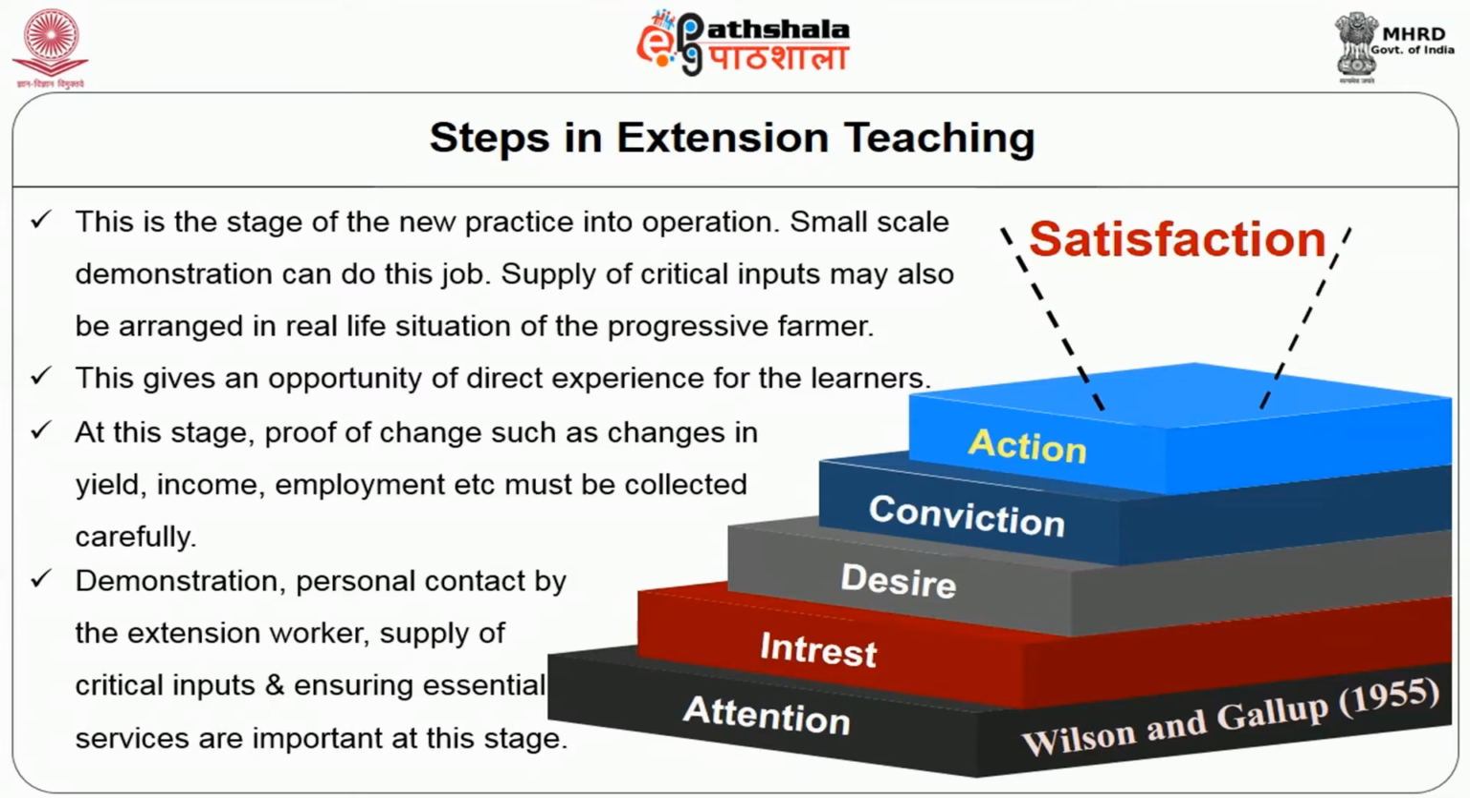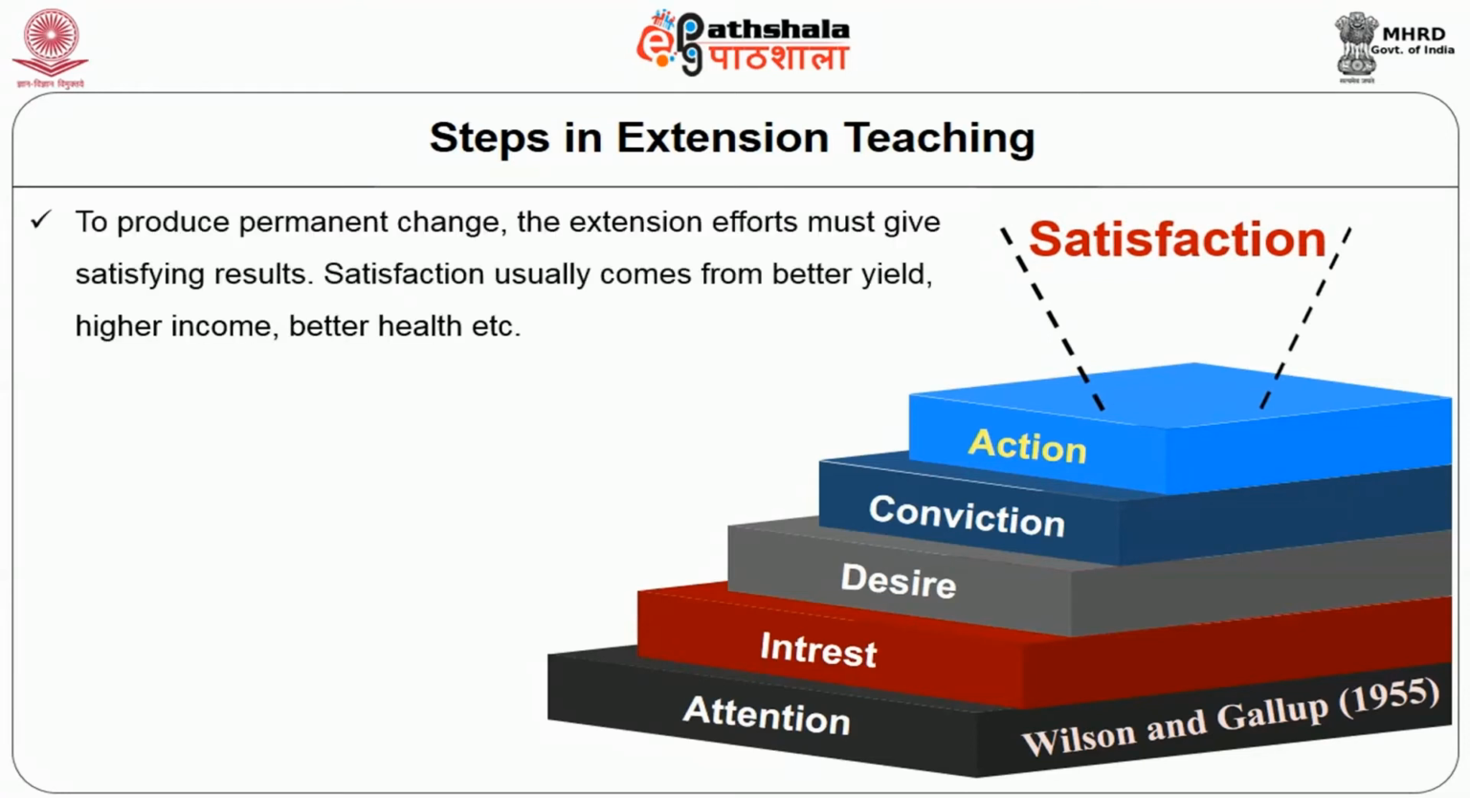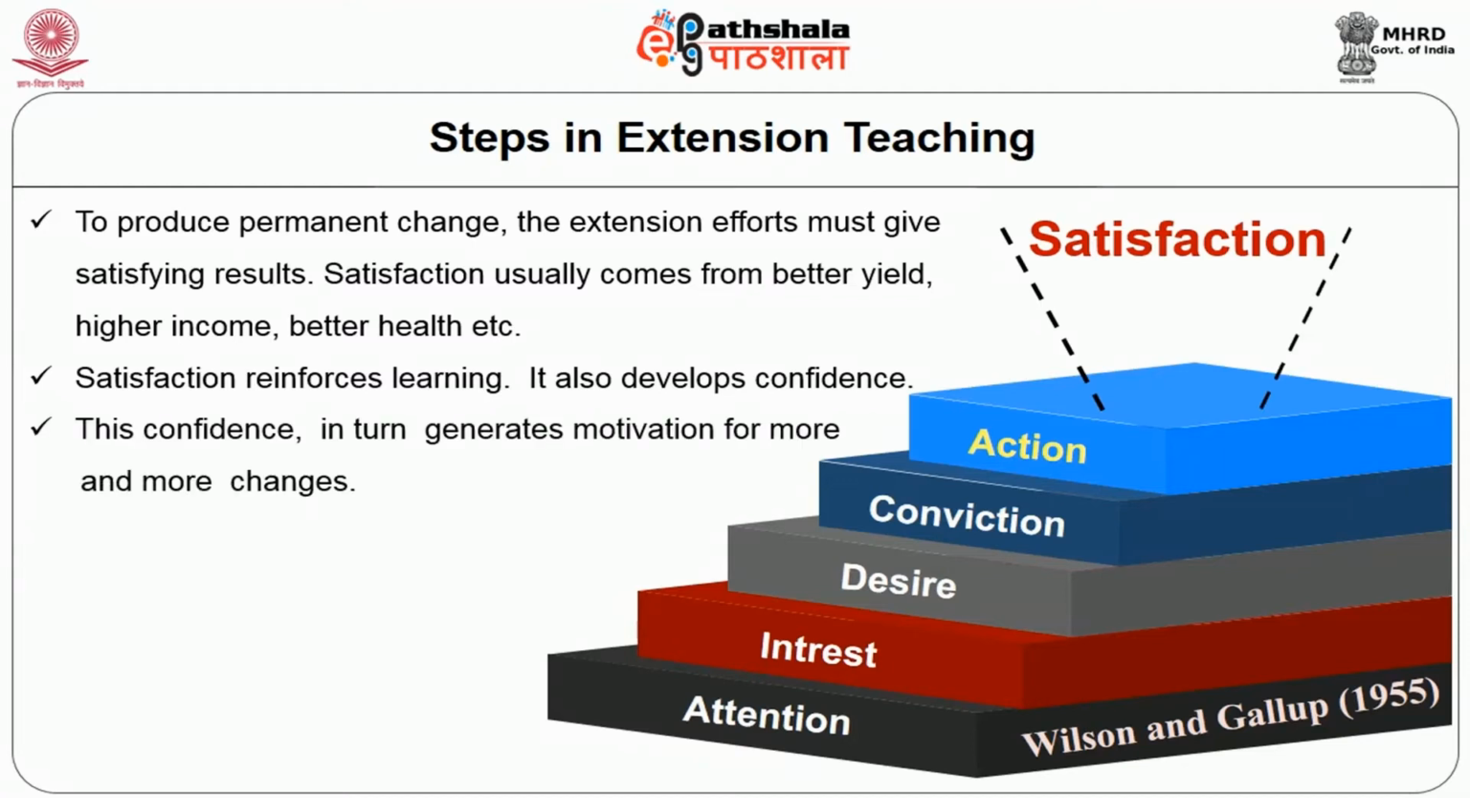So the extension workers should clearly see that the attitude of the farmers is always kept in a positive manner. The last step in the extension education process is satisfaction. To produce permanent change, the extension efforts must give satisfying results. Satisfaction usually occurs from better yield, higher income, better health, etc. Satisfaction reinforces learning. It also develops confidence. This confidence in turn generates motivation for more and more changes.